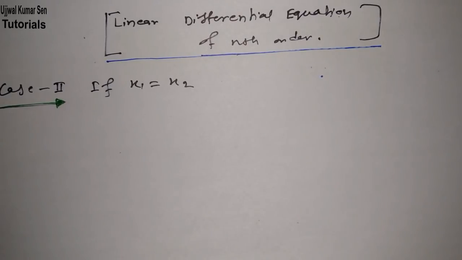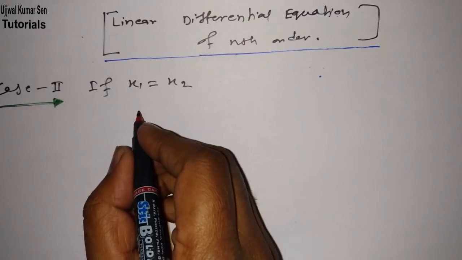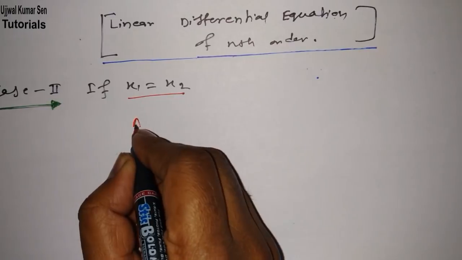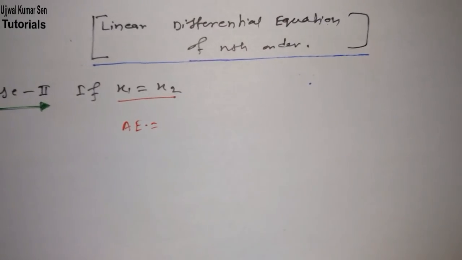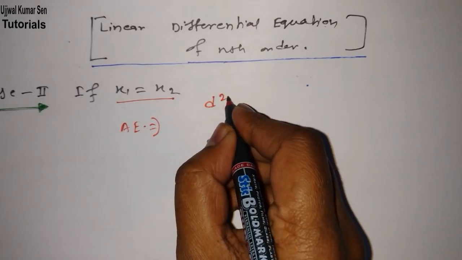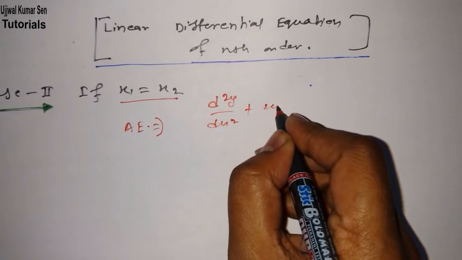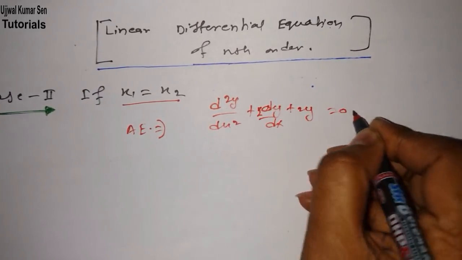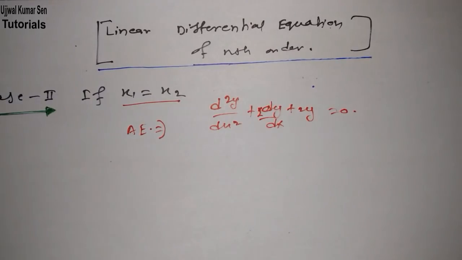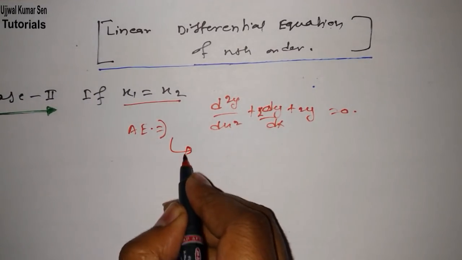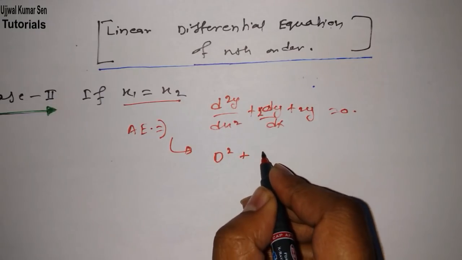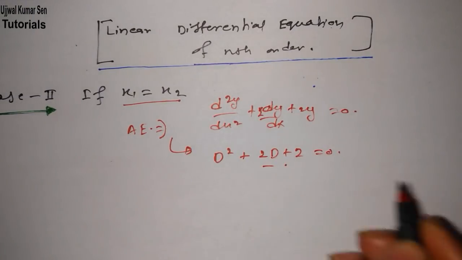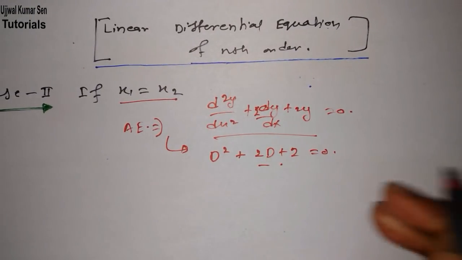So yeah, let me use another color marker. Basically, what is the meaning of x1 and x2? Suppose that we are given an auxiliary equation. What is an auxiliary equation? Again, probably you don't know, so let me share with you. Suppose that we have been given this differential equation, d squared y by dx squared plus 2 dy by dx plus 2y is equal to 0. To convert this equation into an auxiliary equation, we can write d squared plus 2d plus 2 is equal to 0. Let's say this is equation 3.